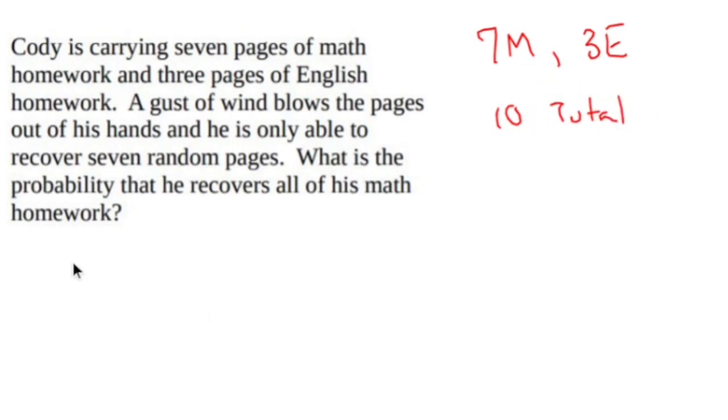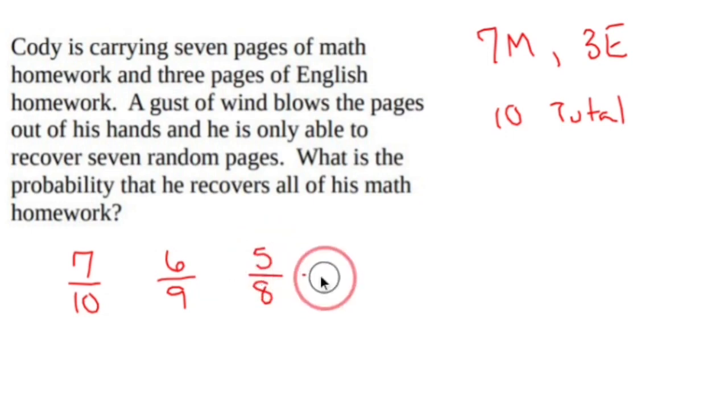He picks up one of them. The probability that he picks up a math one is 7 out of 10. Then he picks up another, but there's only 9 left. Also, there's only 6 math ones left. Then he picks up another one when there's only 8 total papers left, and there's 5 total math ones left. Oh, pretend that I didn't put that dot there. That means nothing. I'm trying to lead to something.